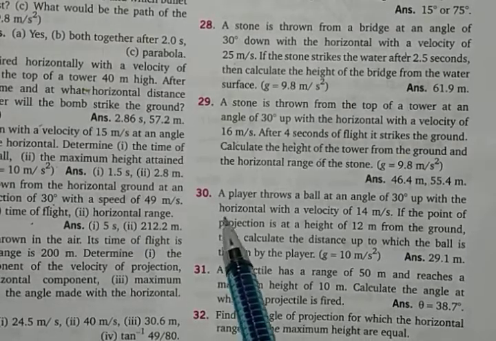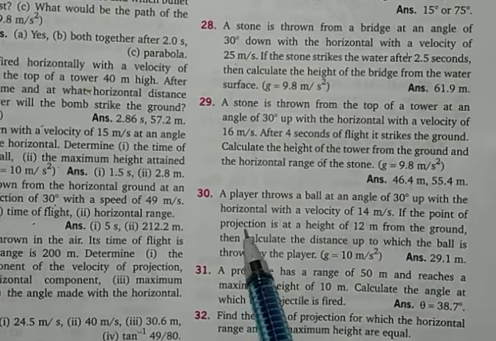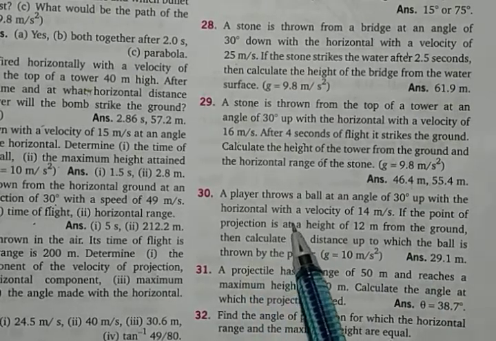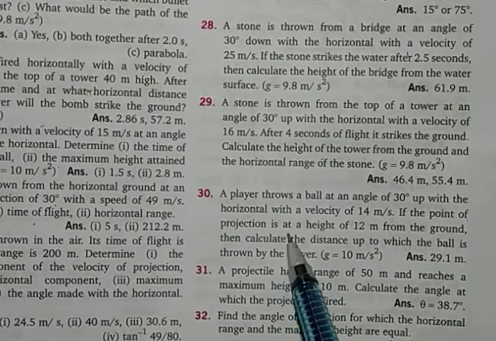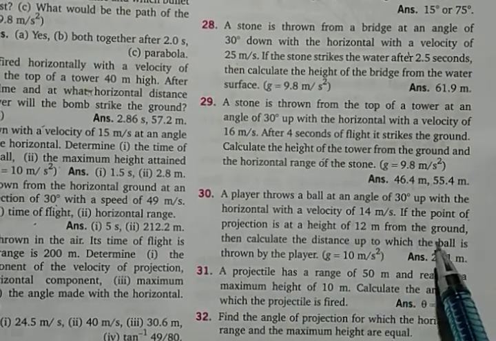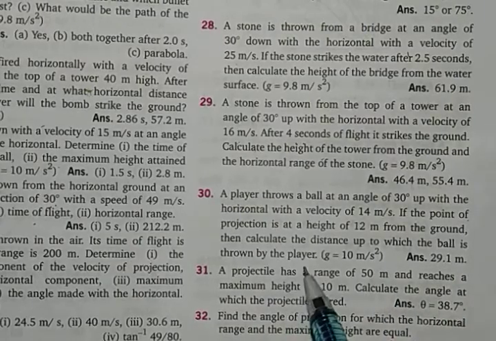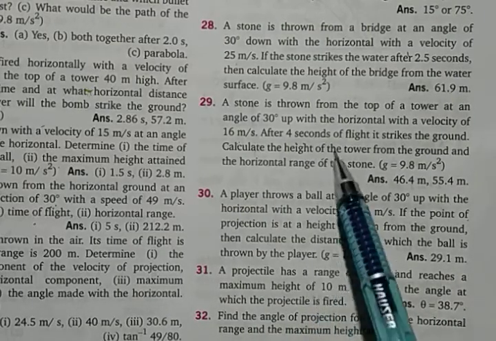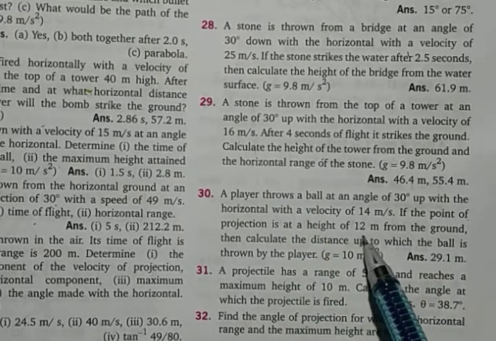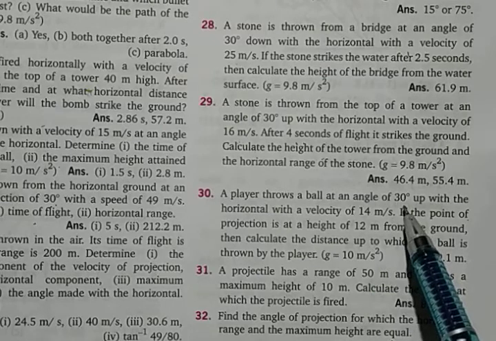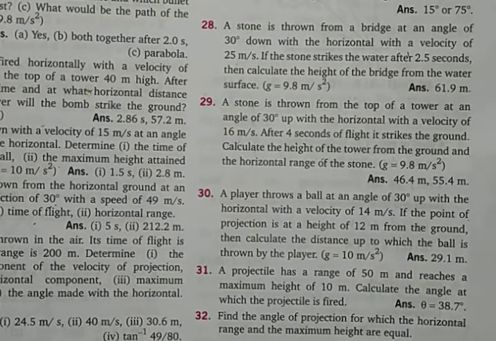A player throws a ball at an angle of 30 degrees up with the horizontal, with a velocity of 14 meters per second. If the point of projection is at a height of 12 meters from the ground, then calculate the distance up to which the ball is thrown by the player. It is exactly the same way as here. It is thrown from a height of 12 meters at an angle of 30 degrees with an initial velocity of 14 meters per second. The same diagram goes on here also.